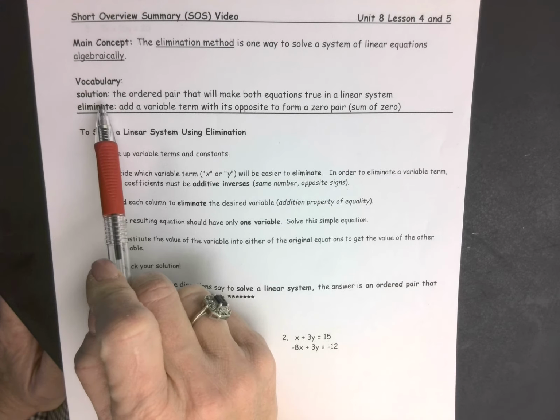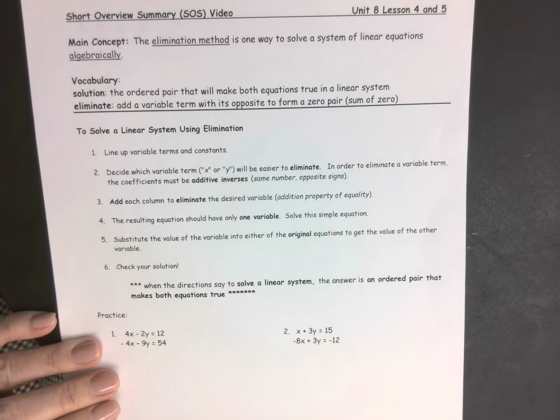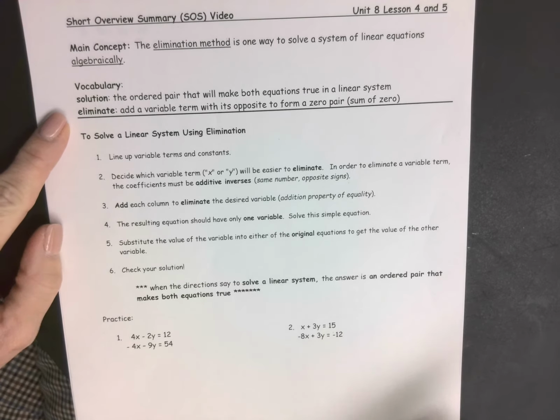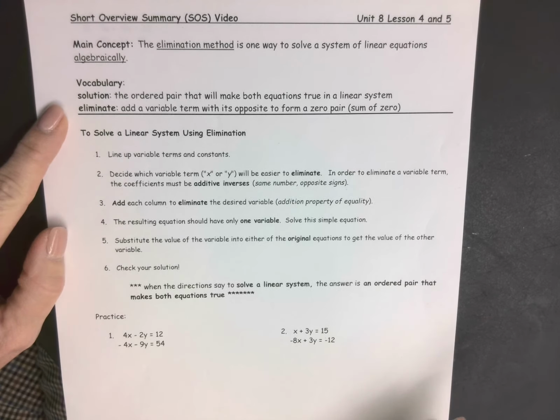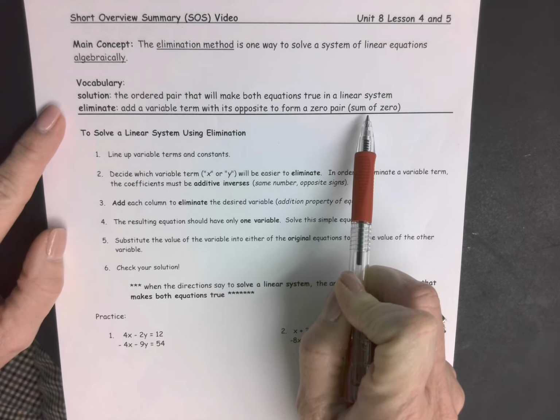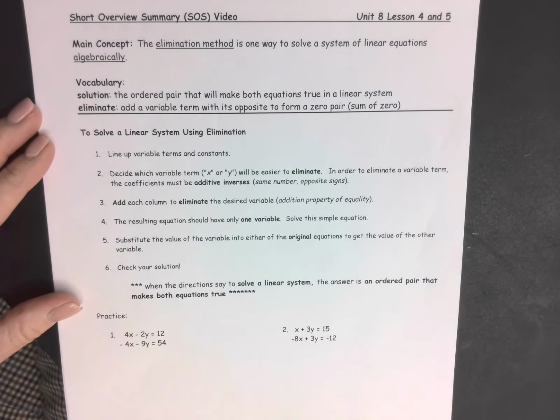Remember, the solution to a system is the ordered pair that will make both equations true in the linear system, and to eliminate means we're going to add a variable term with its opposite to form a zero pair, which means we want to find one of the variable terms in each equation that we can get to add to zero so that we can solve for the other.